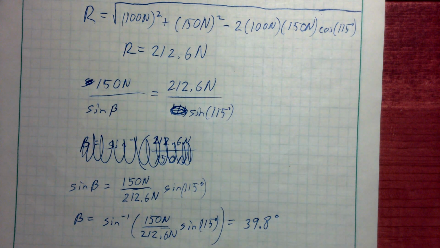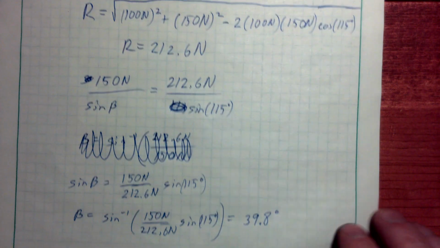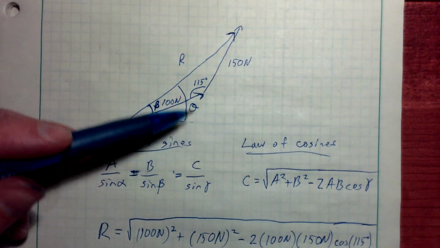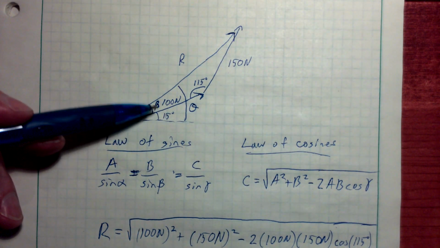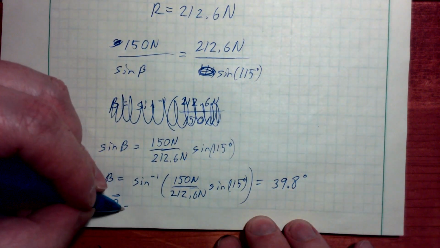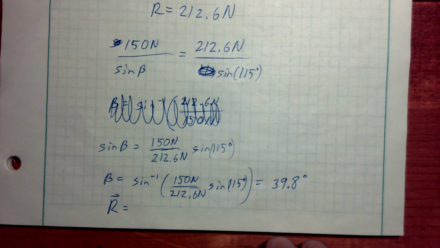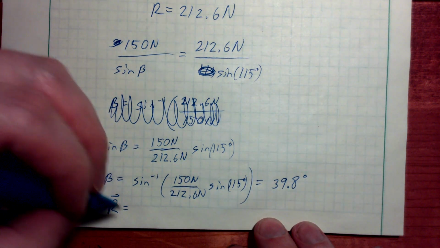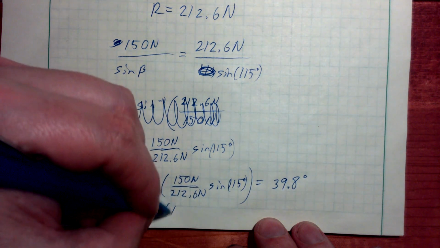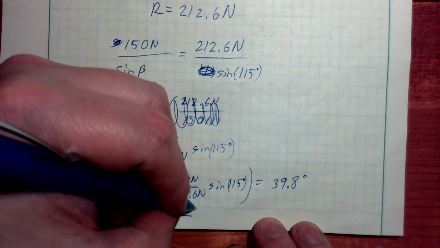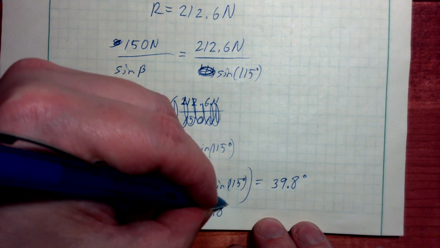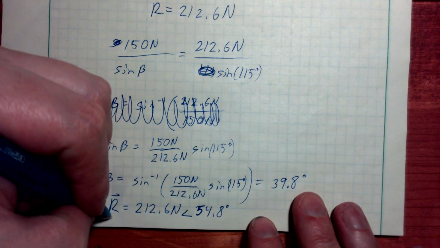Now, that is not theta. Remember back at our diagram up here, theta is this 15 degrees plus that beta that I've just measured. So my resultant vector is, in fact, I'm a little longer than 15 minutes here, but that's okay. My resultant vector is going to be 212.6 newtons, and the angle is going to be 54.8 degrees. Steve, why 54.8 degrees?